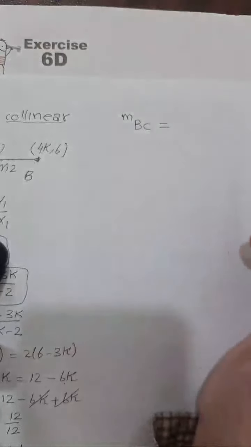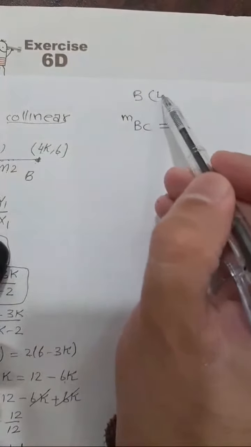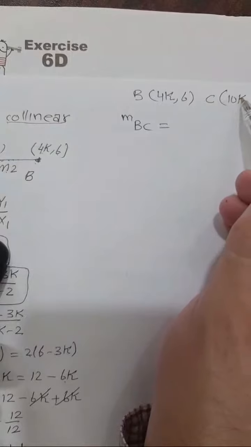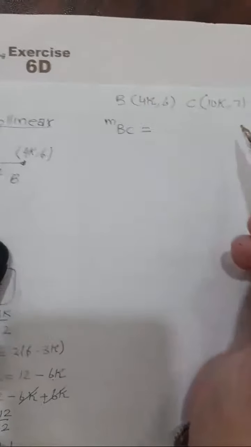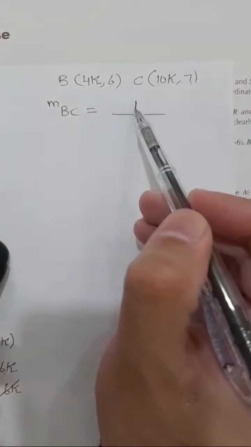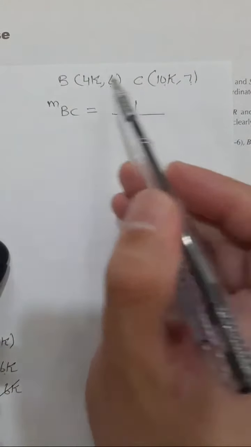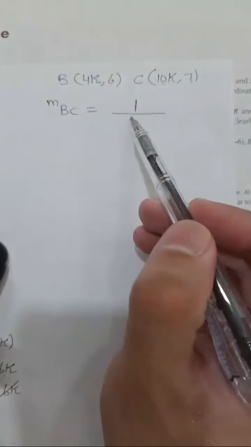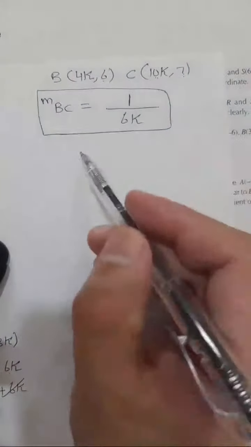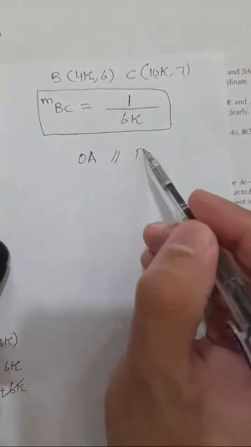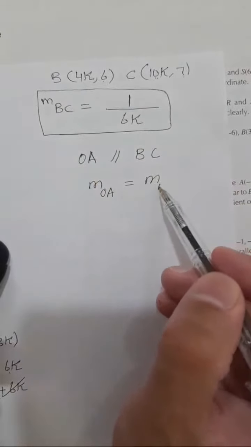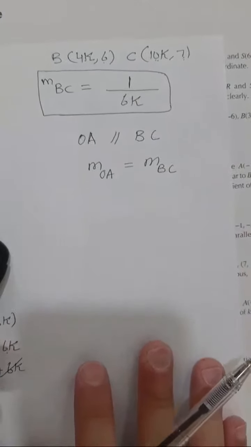Now the gradient of BC, MBC, where B is 4k and 6 and C is 10k and 7. Using the formula for gradient, y2 minus y1 over x2 minus x1, with 10k minus 4k giving you 6k. Now this is the gradient for BC. Now because OA and BC are parallel, the gradient of OA must be equal to the gradient of BC, because parallel lines have the same gradient.